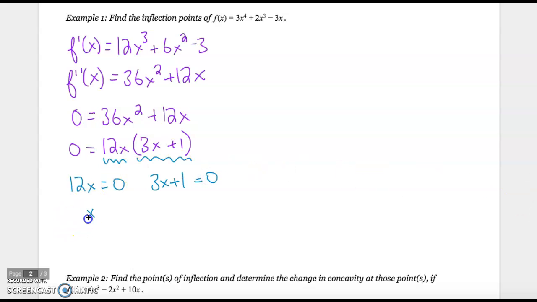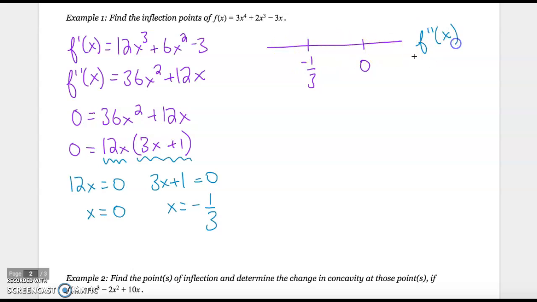And so if I solve that, I get x equals 0 still, and then on the side, x equals negative 1/3. All right, now I go ahead and make a sign chart with those values. I'm testing to see if my second derivative is positive or negative, so make sure that this is for your second derivative. So I'll test -1, I'll test -1/4, and then I'll test 1 to see whether or not you end up with positive or negative intervals.